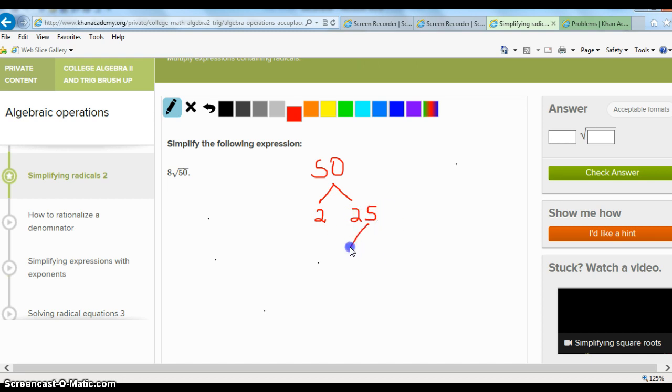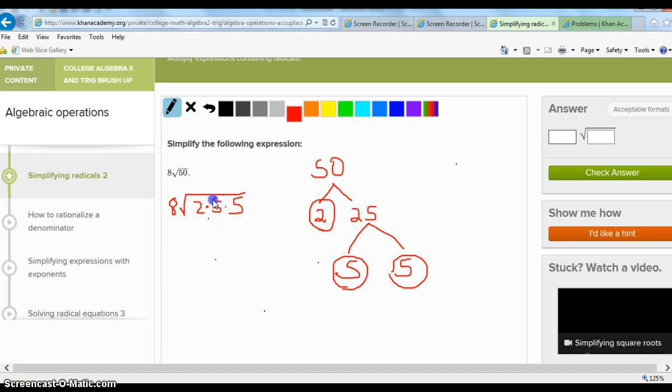We can continue breaking that 25 down into 5 times 5. And that is the prime factorization of 50: 2 times 5 times 5. So I'm just going to rewrite this problem as 8 radical sign 2 times 5 times 5.